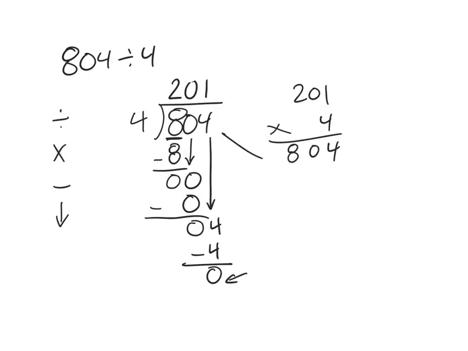And I get 804, so these two match, so I know that I got the right answer of 201. So in this case, when we had the 0 in our dividend, we had to act like it was a regular number and just go through the same steps we would normally if it was any other non-zero number. So that's with the 0 in the dividend.